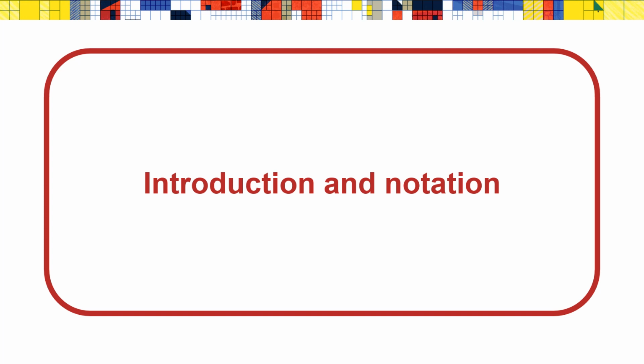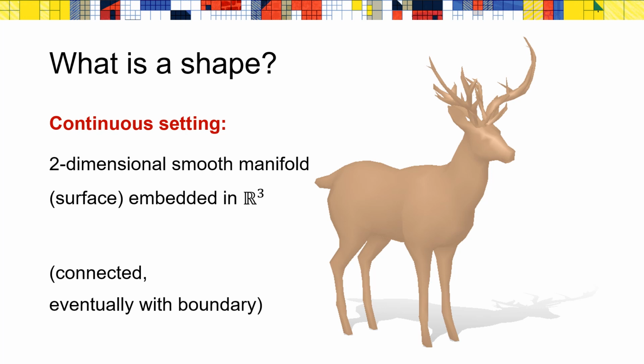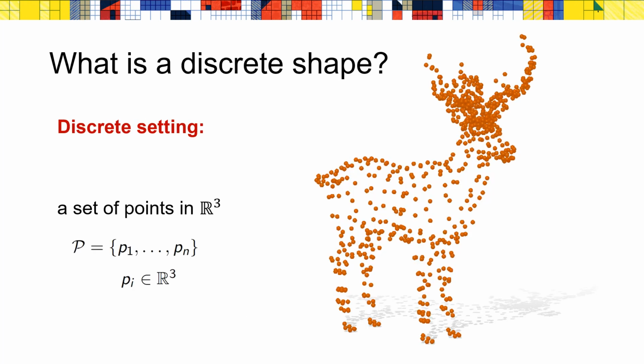Let's start with the introduction and notation. First of all, what is a shape? In the continuous setting, a shape is a two-dimensional smooth manifold embedded in the three-dimensional space. In this lecture, we will consider only connected shapes, so shapes that have no disconnected components, and these shapes can eventually have a boundary.